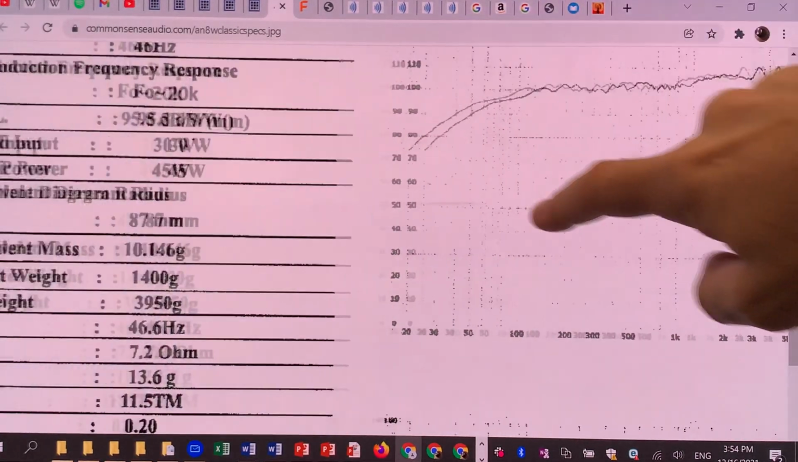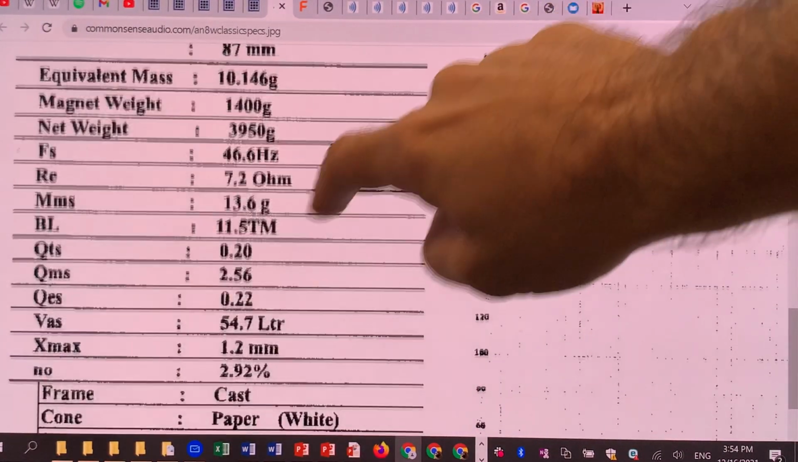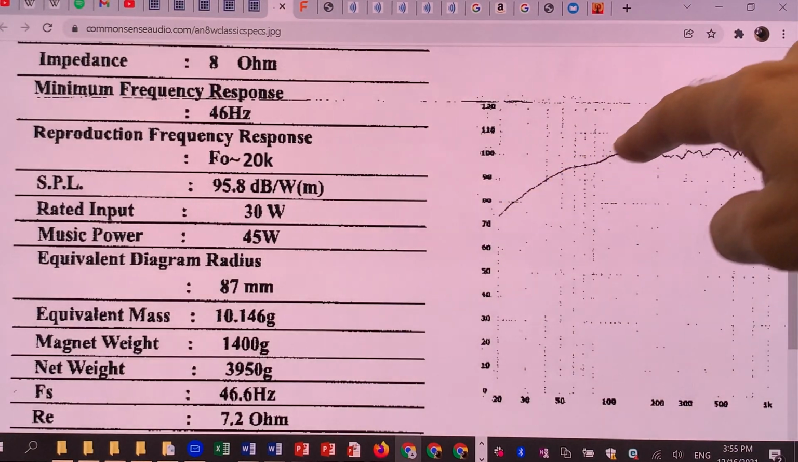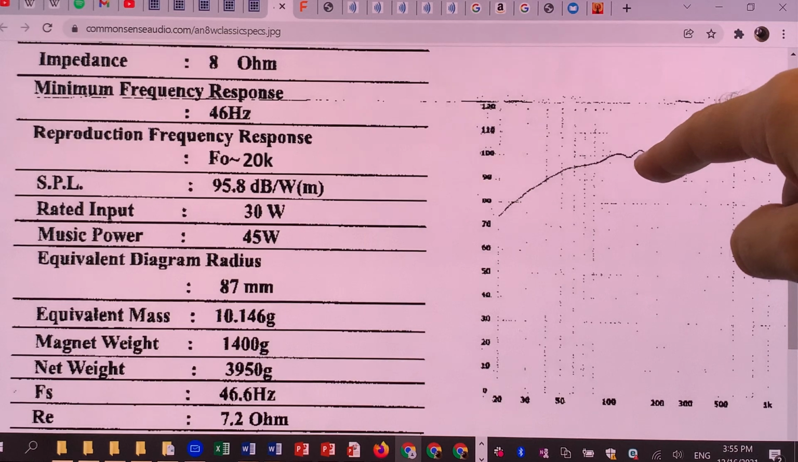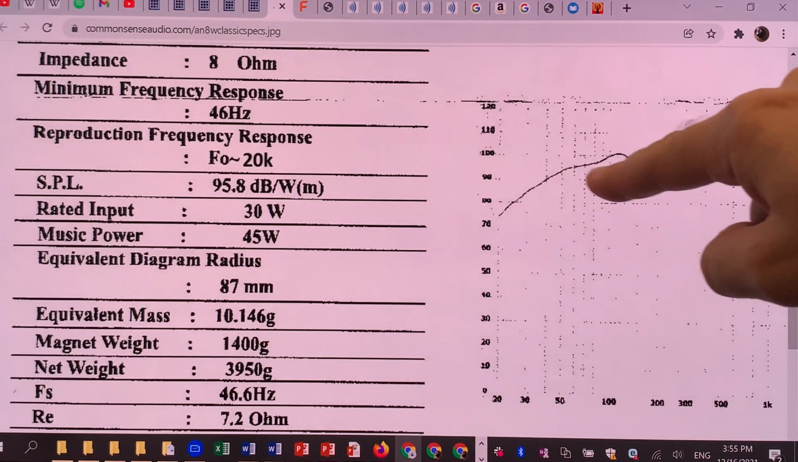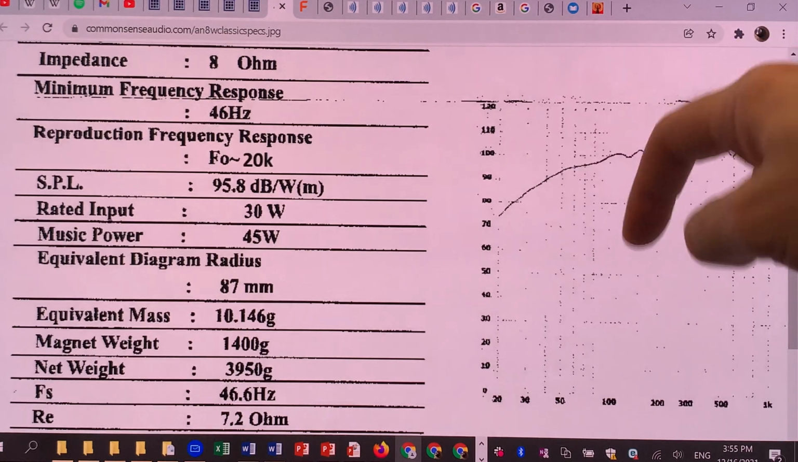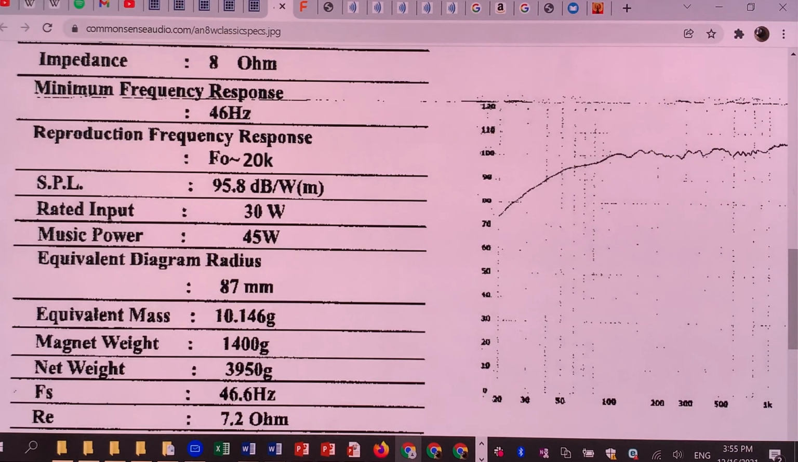For example, I mentioned the VAS, the equivalent volume size, that is the peak thing that will determine this. If you put it in a huge, vast cabinet, it will stay more up. If you put it in a smaller cabinet, it will start dropping earlier and earlier and earlier. That's the only fact that you can count on.